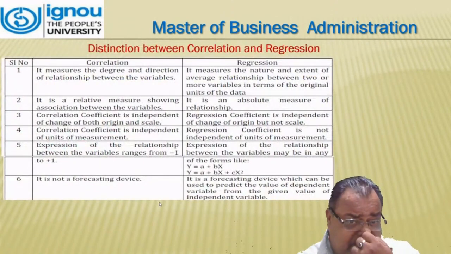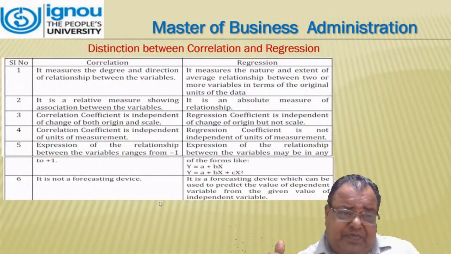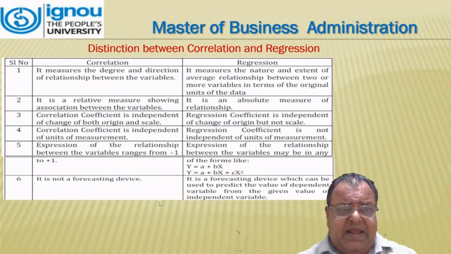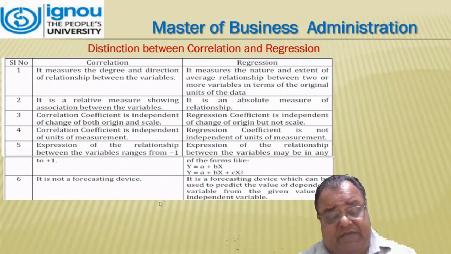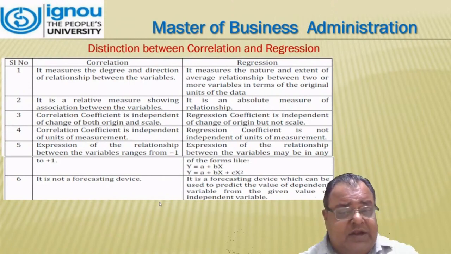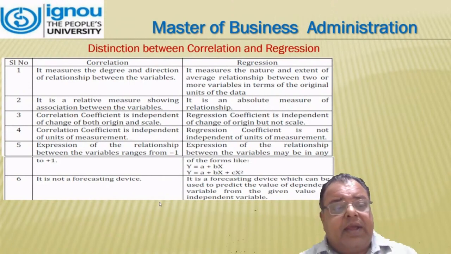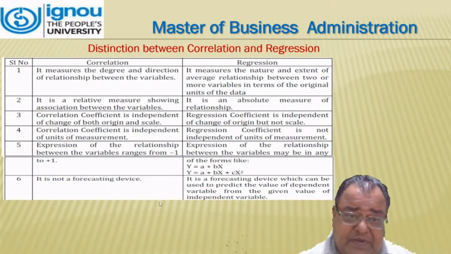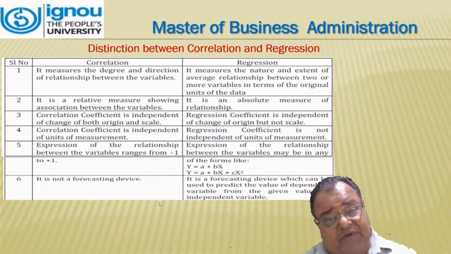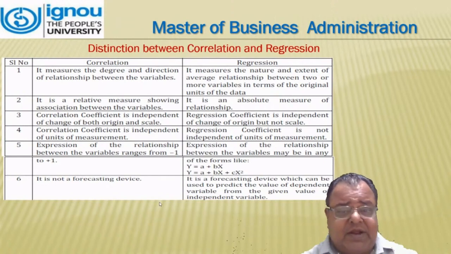Then comes the question: what is the difference between correlation and regression? If we talk about correlation, it is the degree and direction of relationship between two variables. And if we talk about regression, it measures the nature and extent of average relationship between two or more variables in terms of the original unit of the data. Correlation is a relative measure showing association between the variables, whereas regression is an absolute measure of the relationship.